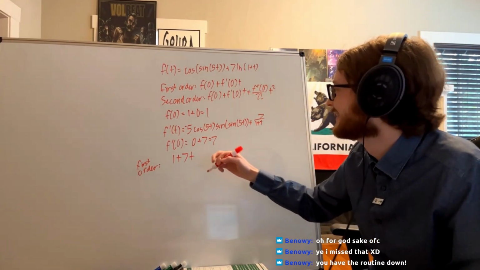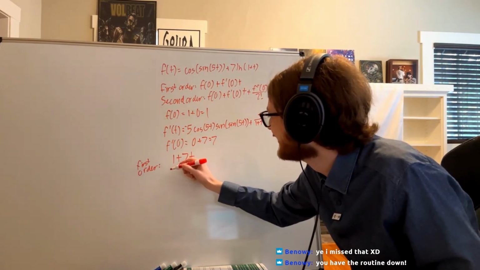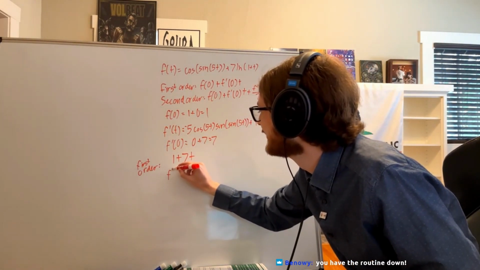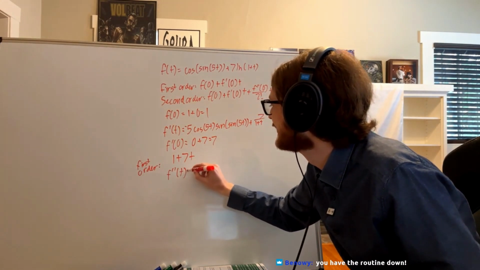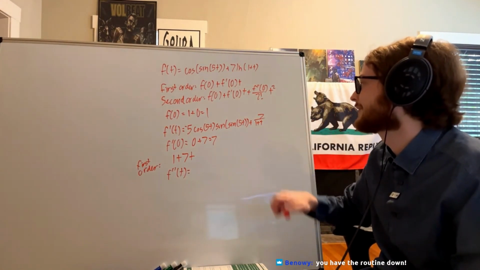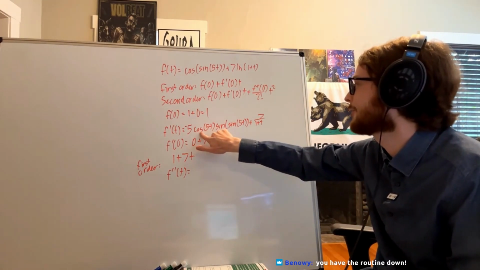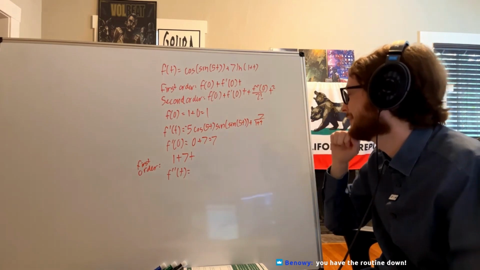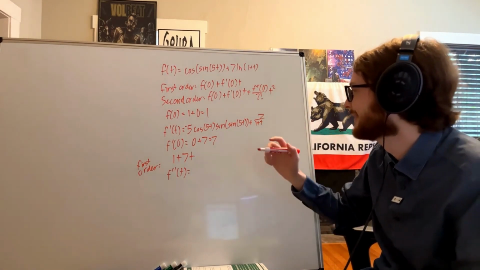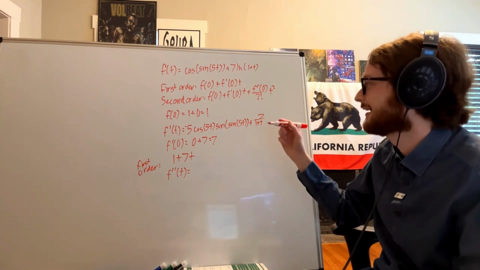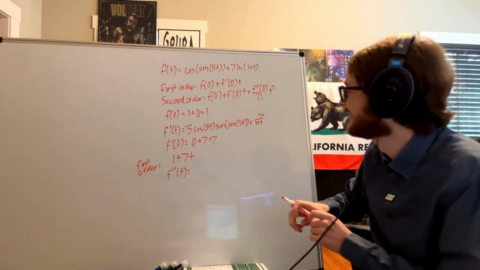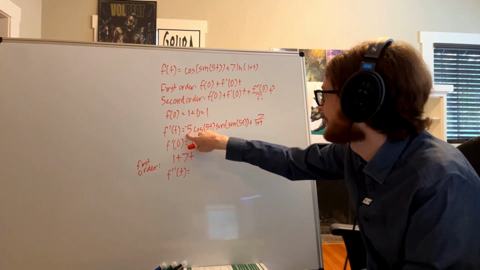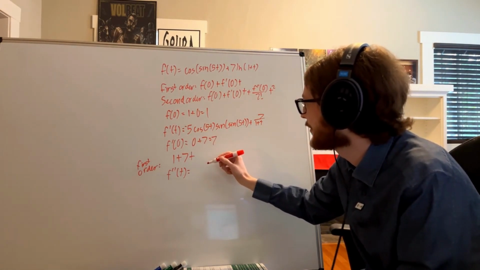Let's do f double prime. So we're gonna take this line and derive it again. And this is gonna be a whole mess because we have a product rule here with the cosine and the sine. And the sine part has the triple chain rule again. So let's just take this piece by piece. Let's start by deriving the -5 cosine part first for our product rule.